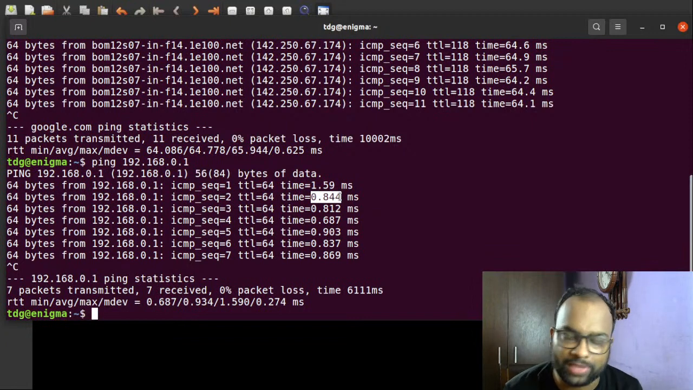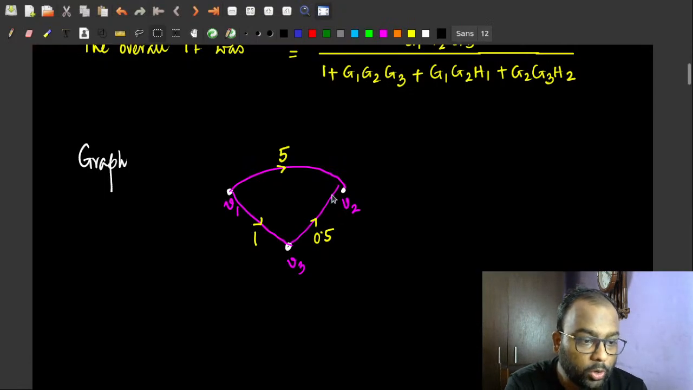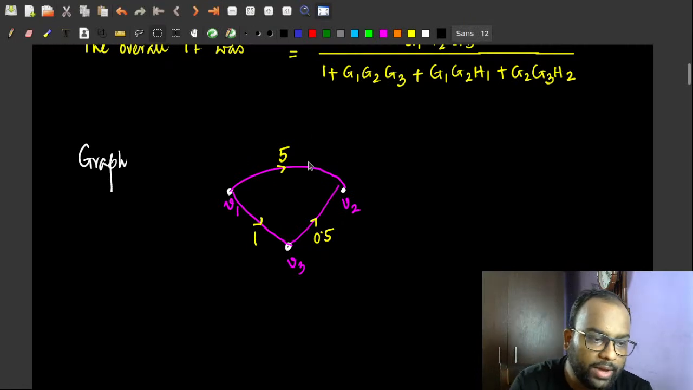You understand what graphs are, right? Graphs are essentially connections between nodes. Now these connections can be unidirectional or bidirectional. If the connections are bidirectional, we don't put the arrows here.